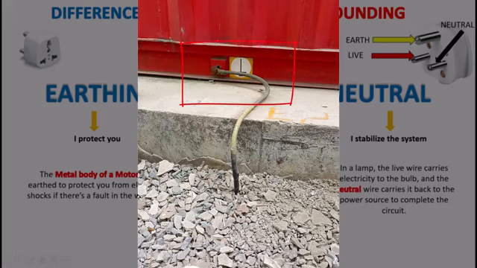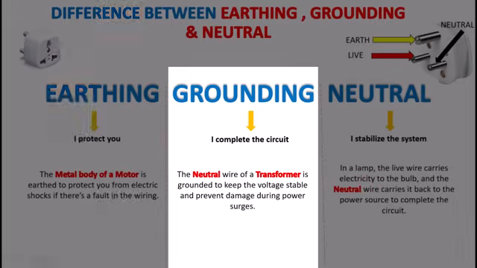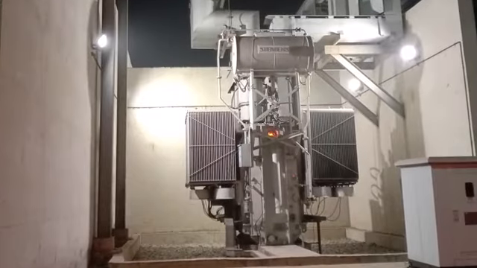Here is another example of earthing the container body to prevent electric shock in case any wires unfortunately touch the container body. Okay, let's talk about grounding. Grounding is a bit different. It's about stabilizing the electrical system. For instance, the neutral wire of a transformer is grounded to keep the voltage stable.